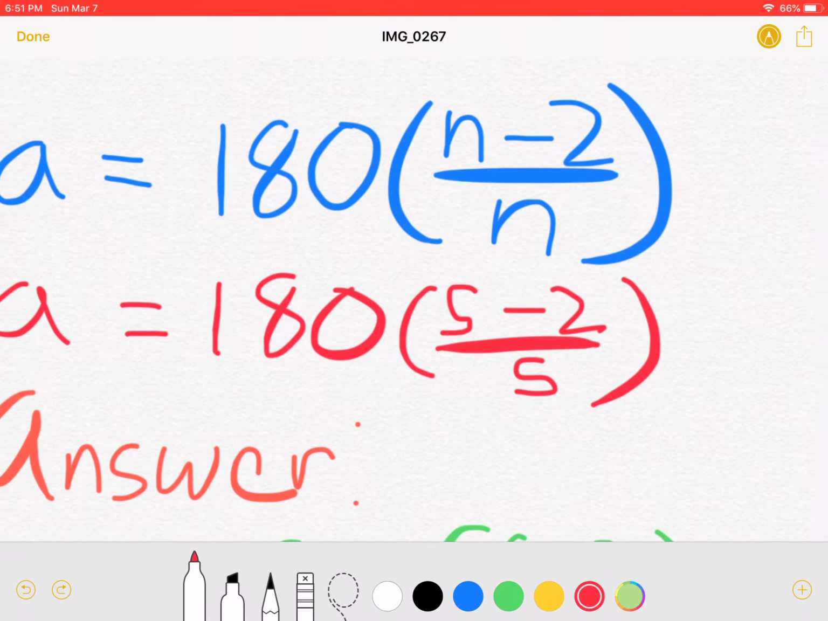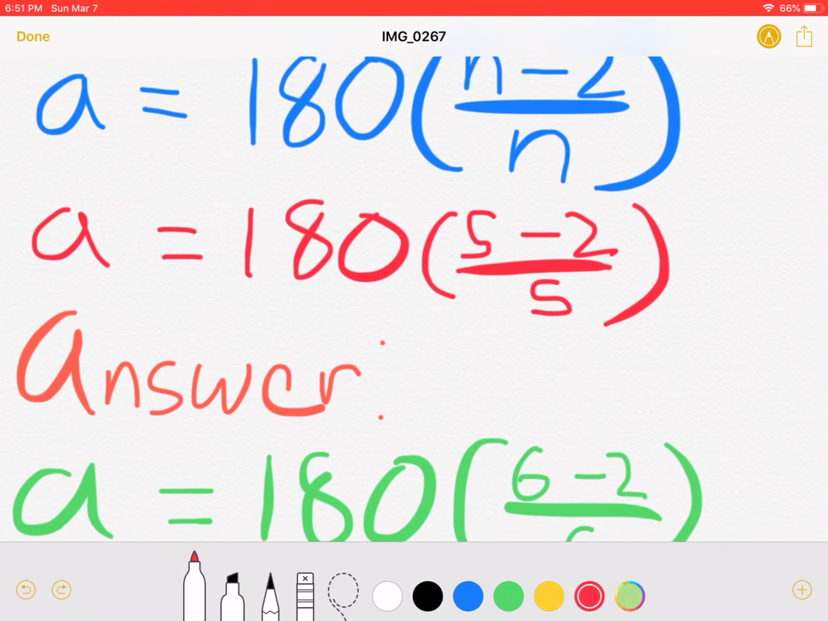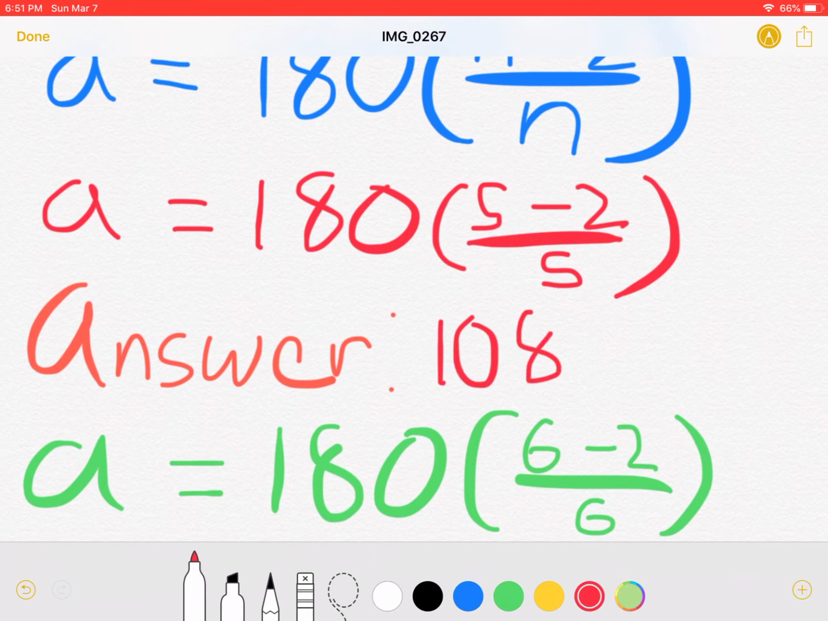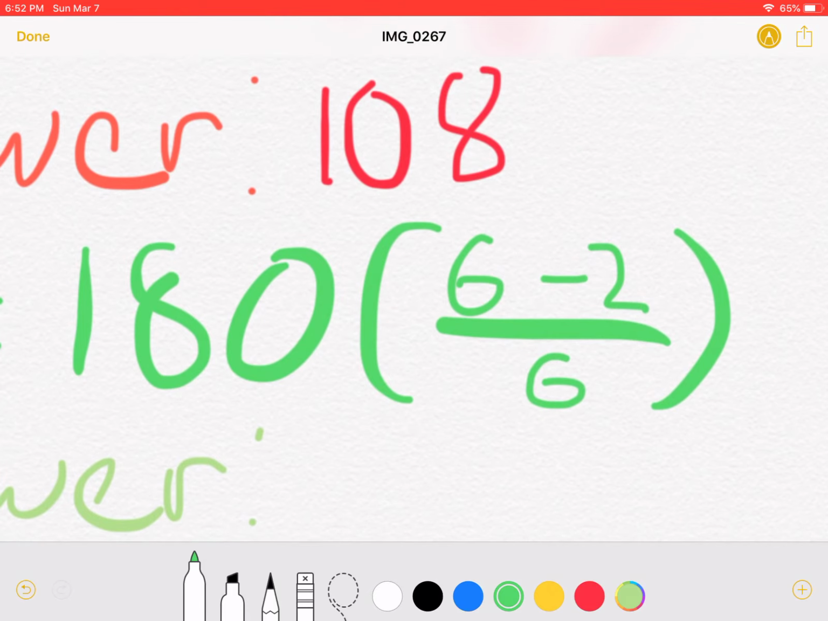So this one, you can obviously see that it's the pentagon because a pentagon has 5 sides. So A equals 180 times 5 minus 2 over 5. And the answer would be 108. Because 180 times 3/5 is 108. And then for 180 times 6 minus 2 over 6, so 180 basically times 2/3, or 2/3 of 180 is 120.